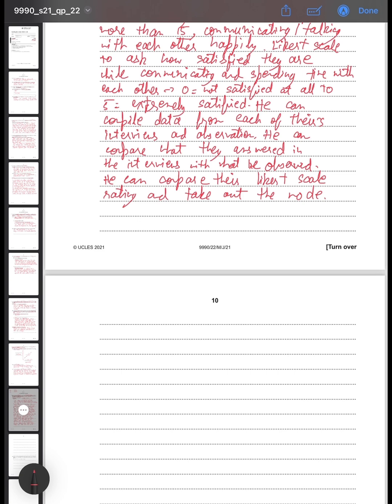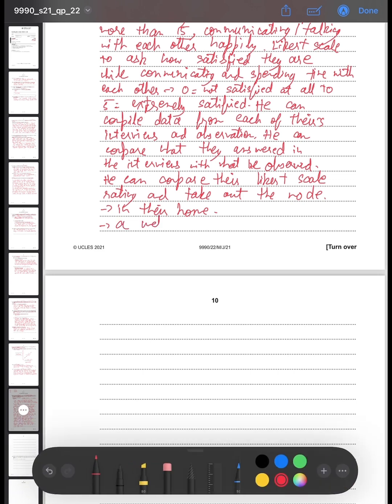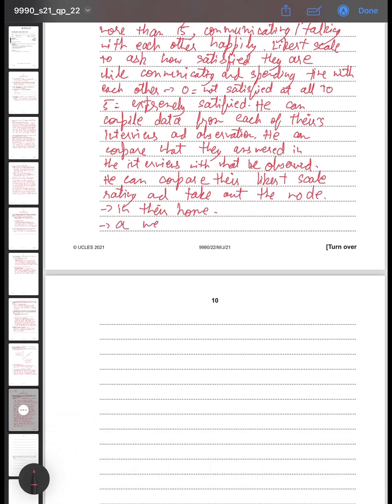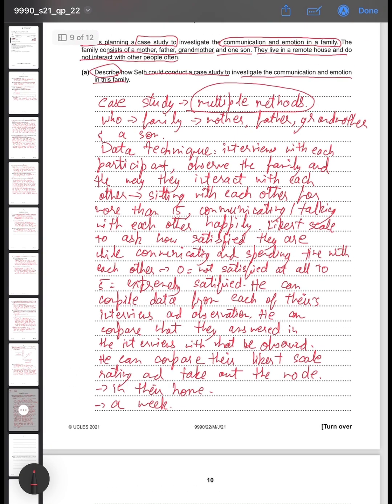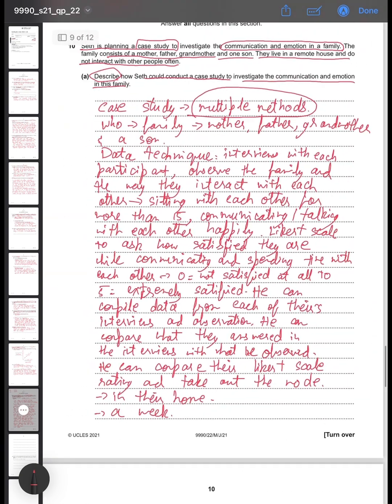Now after this, you can write that this whole case study will take place in their home, and it might take a week or so to observe them and interview them and get to know about their communication. So this is how you can plan a whole case study.